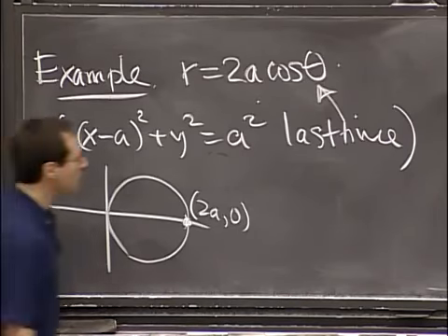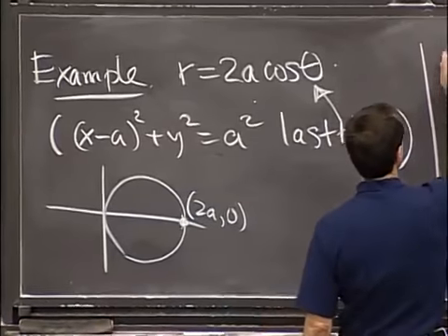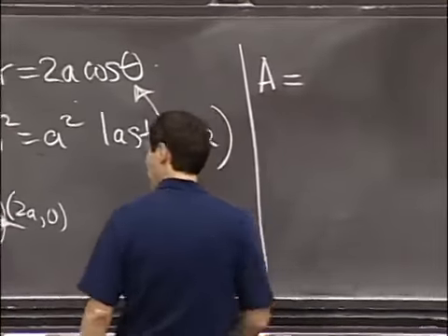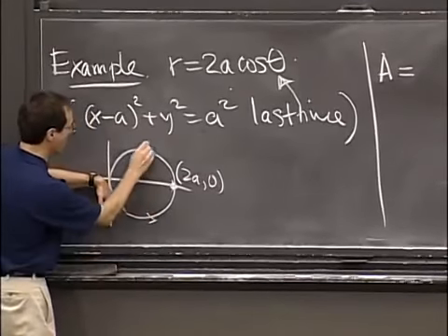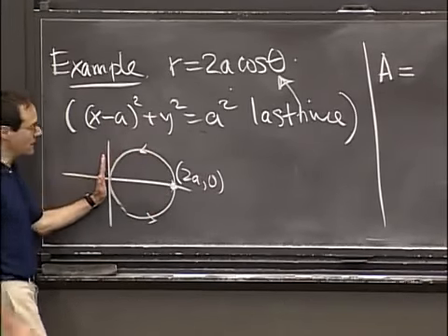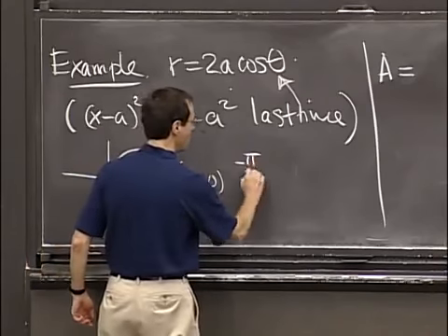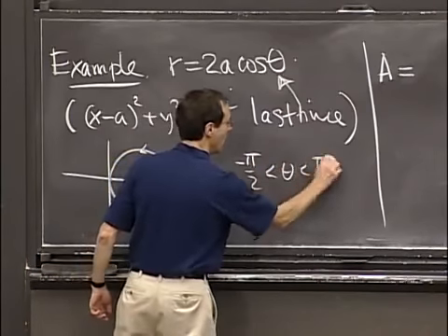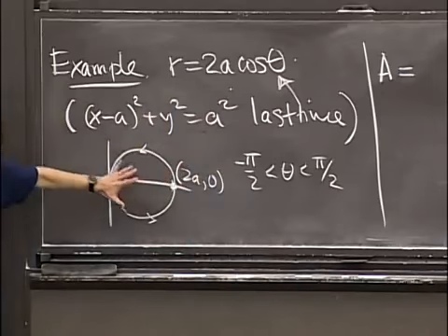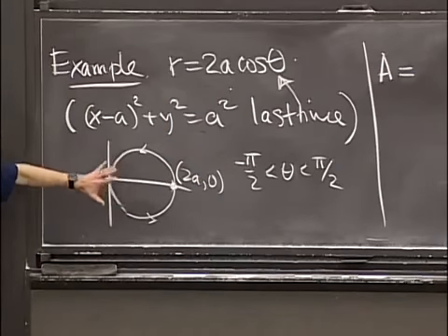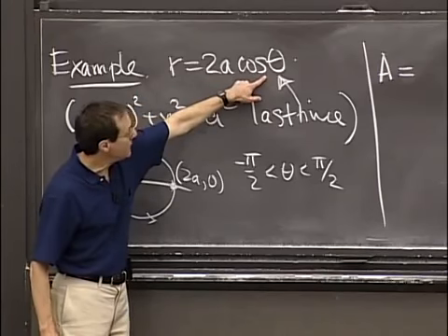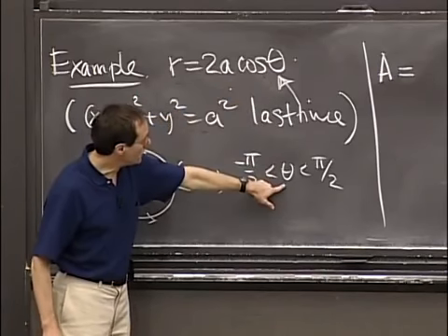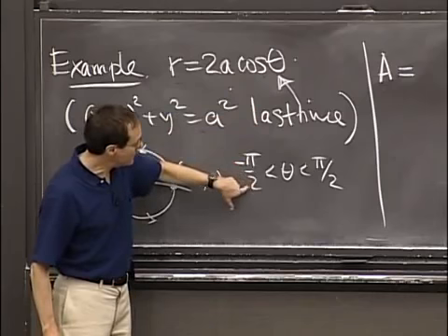All right, so let's figure out what the area is. Well, first of all, when we sweep out the area, we have to realize that we only go from minus pi over 2 to pi over 2. So that's something we can get from the picture. You can also get it directly from this formula if you realize that cosine is positive in this range here, and at the ends, it's 0.